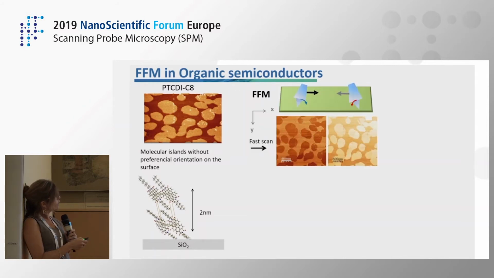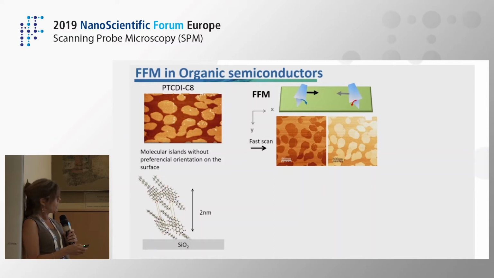This is the frictional force microscopy image in the forward and in the backward direction. So you can see that there is a contrast between the molecular islands and the substrate. The islands appear with this darker contrast in the forward direction, meaning a lower friction of the tip scanning on top of the islands, reverse in the backward direction as expected.